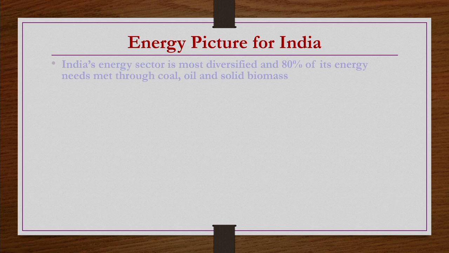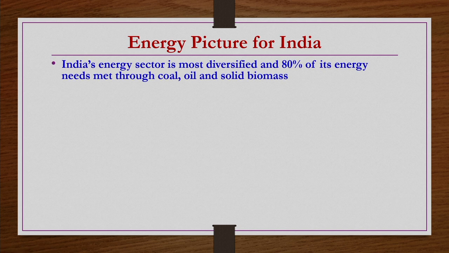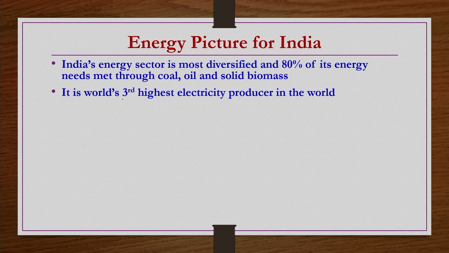So now we see what is the energy picture for India. India's energy sector is most diversified, and 80% of its energy needs are met through coal, oil and solid biomass. It is the third highest electricity producer in the world.